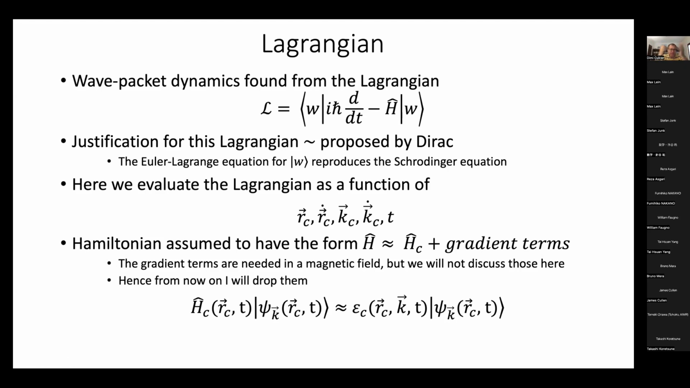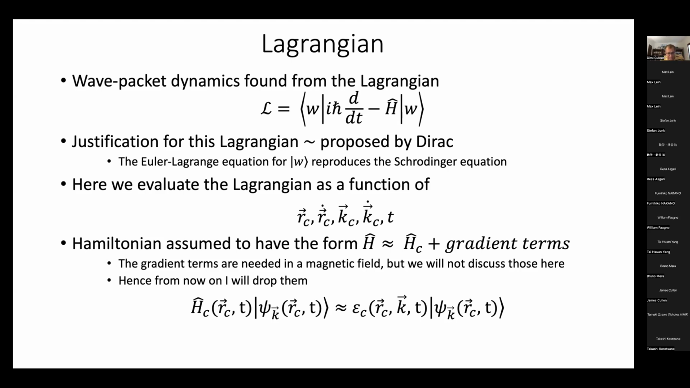And then the Euler-Lagrange equations for this W will reproduce the Schrödinger equation. In the Hamiltonian, you're going to have essentially the Hamiltonian evaluated at the center of the wave packet, and then you're going to have some gradient terms which describe deviations around the center of the wave packet.